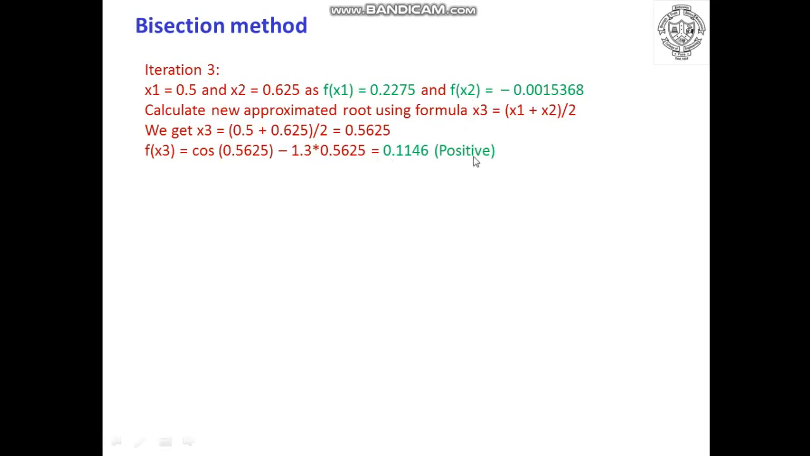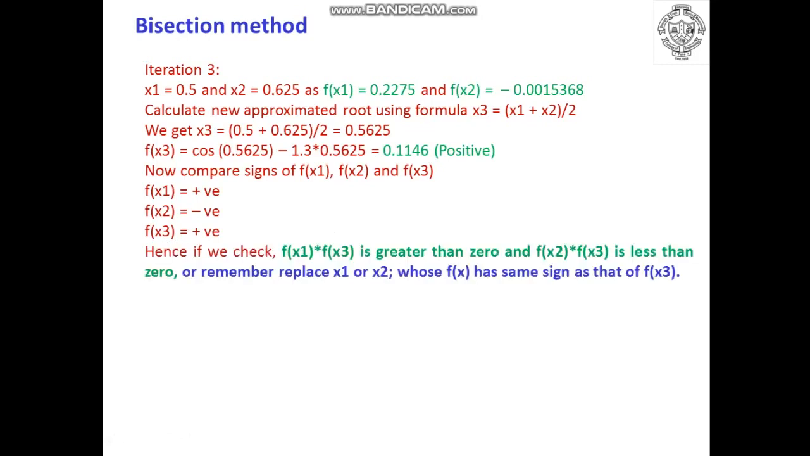Now it is positive. So if you compare the signs of f of x1, x2 and x3, you will find that the sign of f of x1 is positive, the sign of f of x2 is negative, and the sign of f of x3 is positive. So if you compare, the signs of f of x1 and f of x3 are the same, so you have to replace your x1 with x3, because the signs of f of x3 and f of x1 are the same.